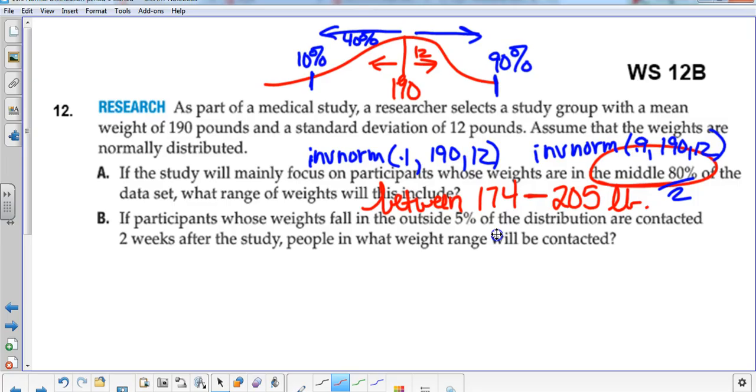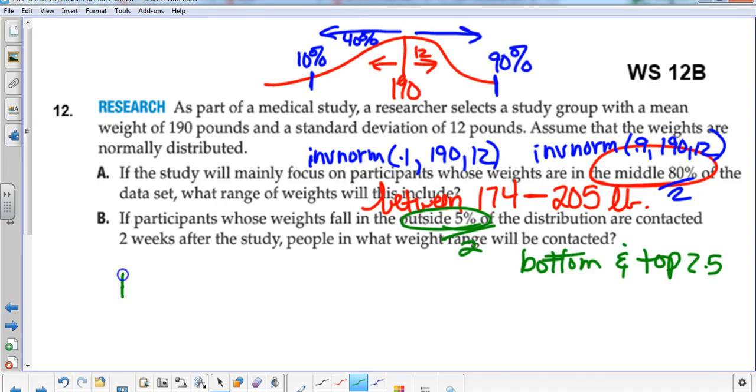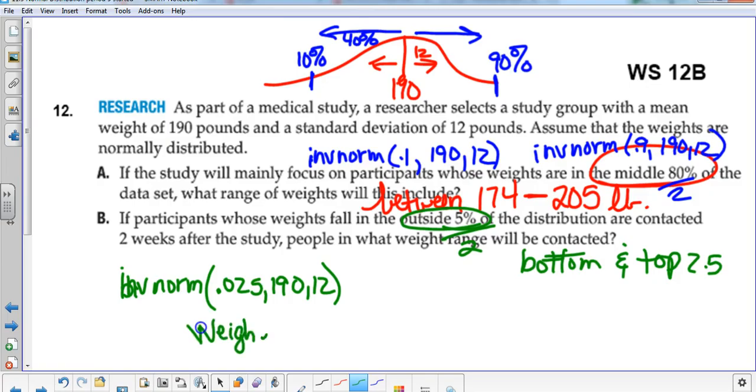What's the cutoff weights for those? 5% outside, though. What does that mean? We got to divide by 2, so it's the bottom and the top, what? Okay, so what am I putting in my calculator? Inverse norm, because that clearly is a scribbly mess. 0.025, comma, 190, comma, 12. That'll give me the bottom cutoff. Anybody? 166. So everybody who weighs below 166, we're going to call and check on them.